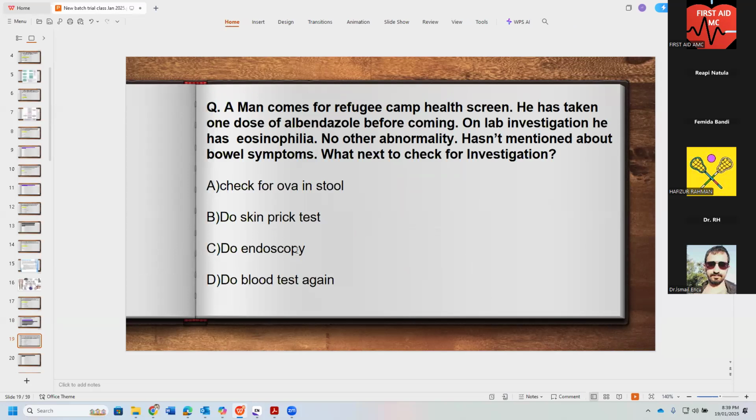Can an old batch student get this questions file in their portal? Certainly, Dr. RH, you will get these in your portal as well. All right. Next question, guys.